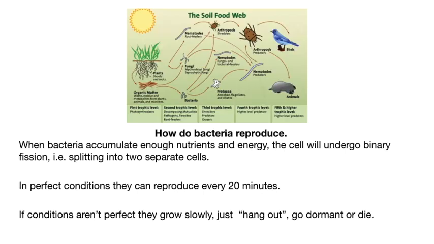Moving on, how do bacteria reproduce? When bacteria accumulate enough nutrients and energy, the cell will undergo binary fission, that is, it splits into two separate cells. In perfect conditions, when the temperature, the moisture, and the food resources are perfectly balanced, bacteria can reproduce every 20 minutes. And if conditions aren't perfect, bacterial growth will be slow.